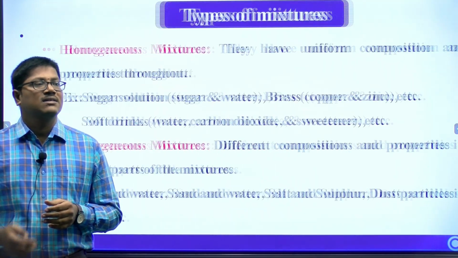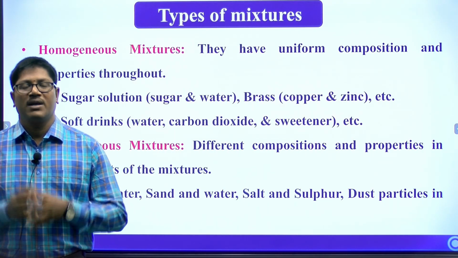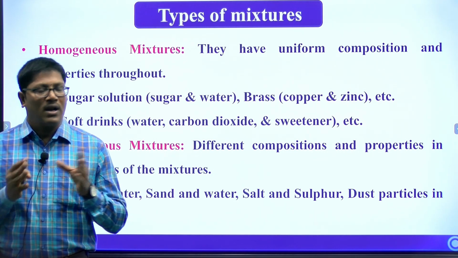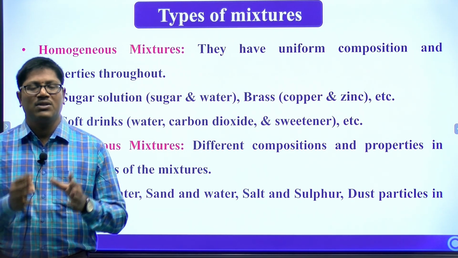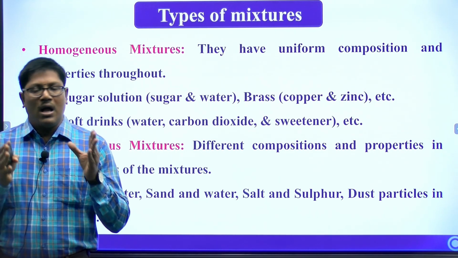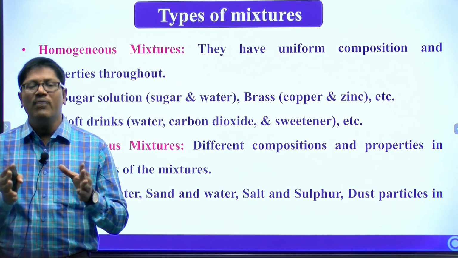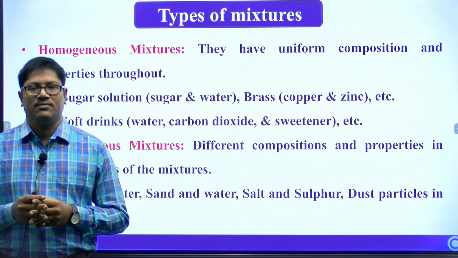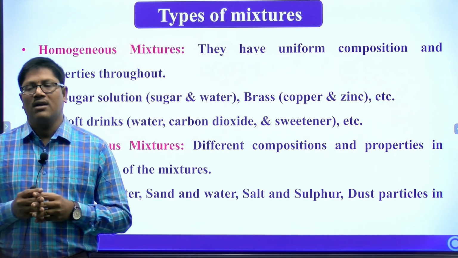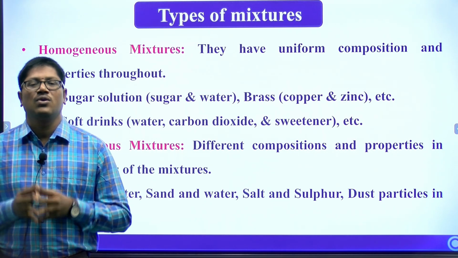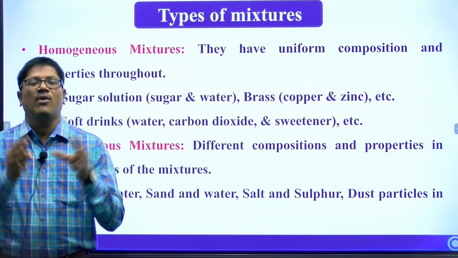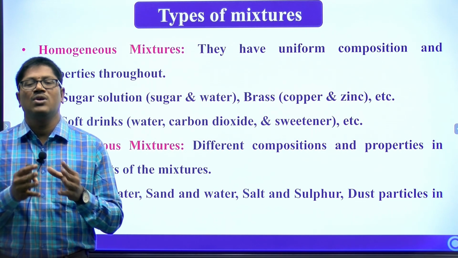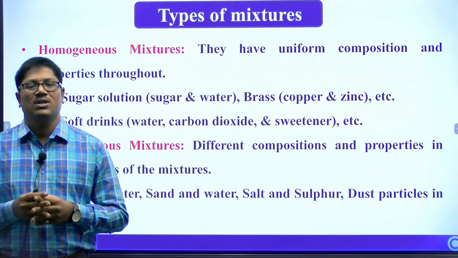Now let us discuss the classification of mixtures. Mixtures are classified into two types. One, homogeneous mixture. Number two, heterogeneous mixture. Homogeneous mixtures have uniform composition and uniform properties throughout the mixture. Example, if you take sugar solution or glucose solution, the composition is uniform throughout the solution, and the properties of the solution are uniform throughout the solution.